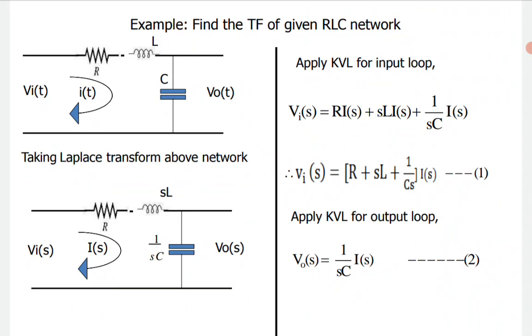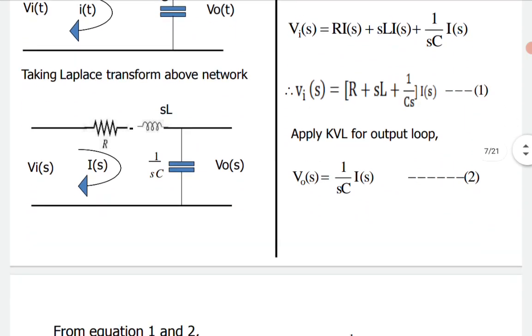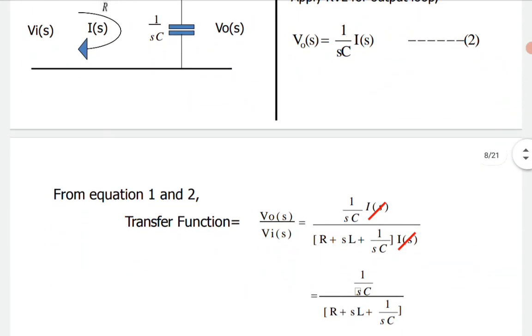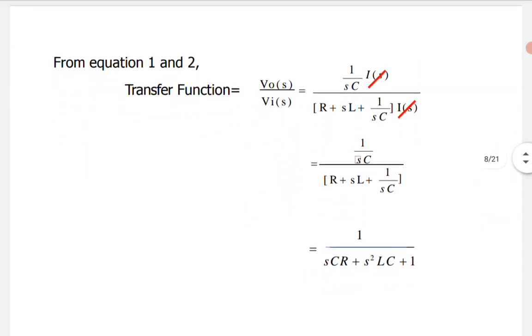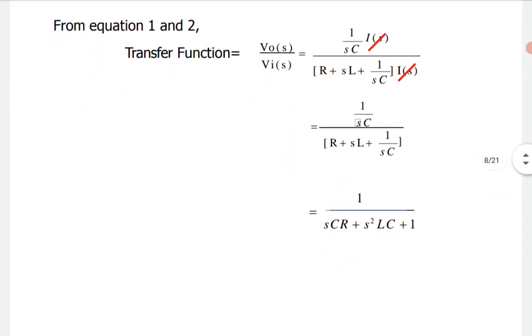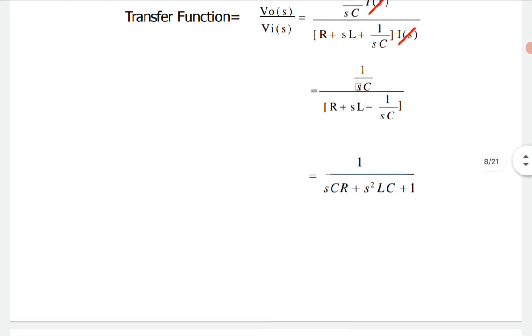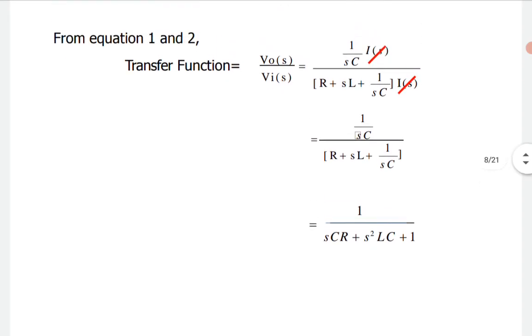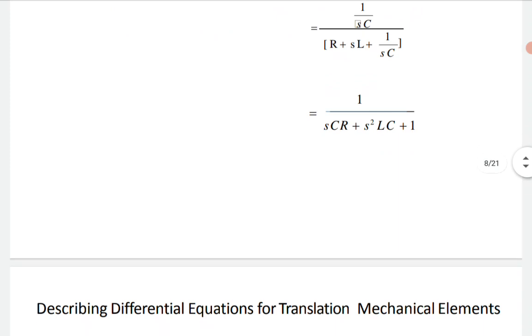Then if we apply KVL again for the output loop, V0(s) = (1/sC) I(s). After substituting I(s) = sC V0(s), and after mathematical calculation, we generate V0(s)/Vi(s) = 1/(s²LC + sCR + 1). All of you please verify the same. So in such a way we can generate the respective transfer function for the given electrical network.